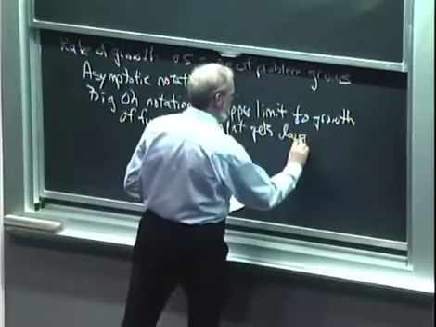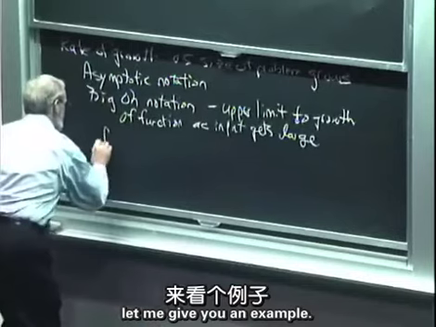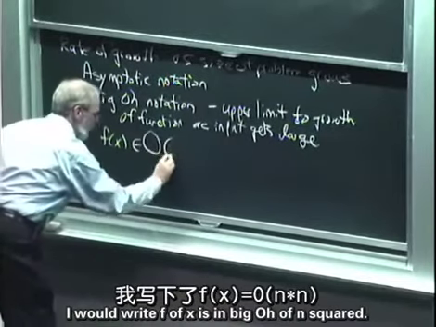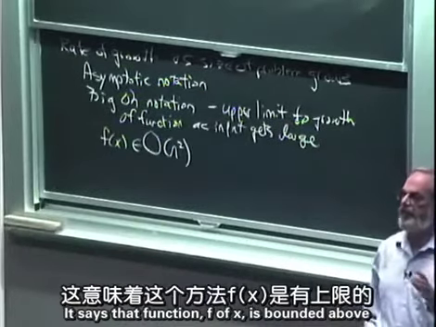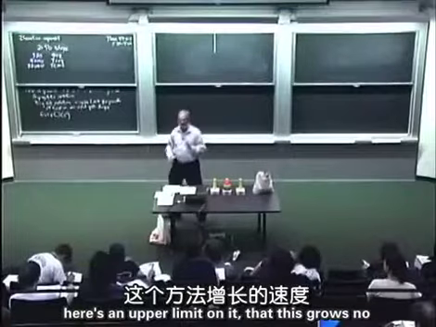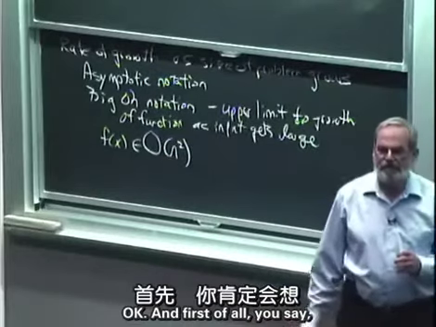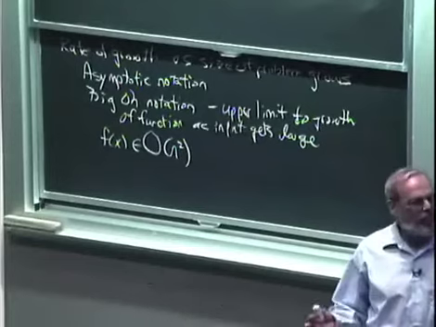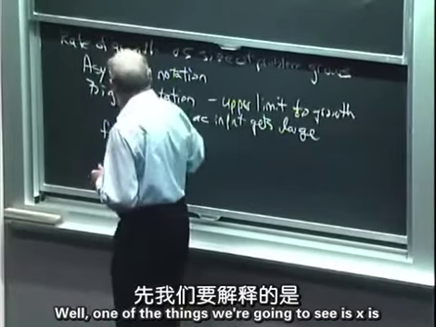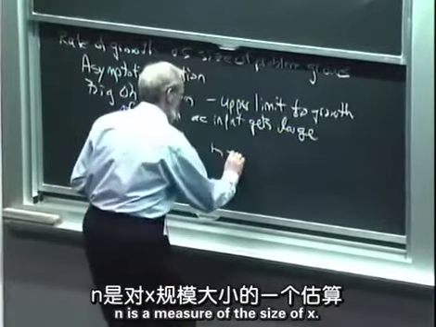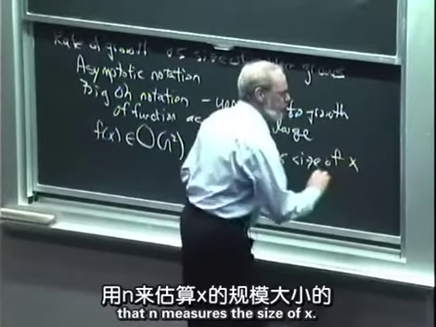Now we're going to see a bunch of examples, and I know those are words. Let me give you an example. I would write f of x is in big O of n squared. And what does this say? It says that function f of x is bounded above. There's an upper limit on it, that this grows no faster than quadratic in n squared. Okay? Now, first of all, you're saying, wait a minute, x and n. Well, one of the things we're going to see is x is the input to this particular problem. N is a measure of the size of x. And we're going to talk about how we come up with that. The n measures the size of x.